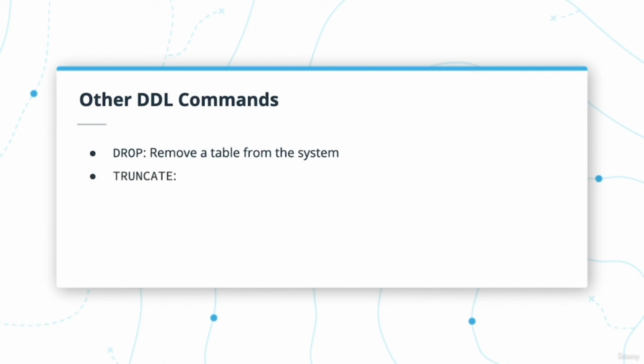Then we have the truncate command. The truncate command is used to remove all the data in a table. So you have a table of, let's say, students, for example, that contains 100 rows. You run the truncate command on it. The table is still going to be there and all its structure is going to be present, but all the data is going to be completely removed from the table. And the name and the structure of the table will still be kept the same.